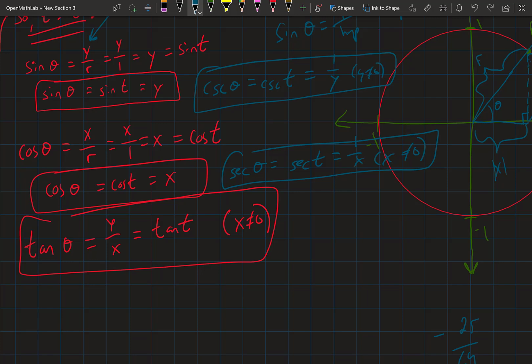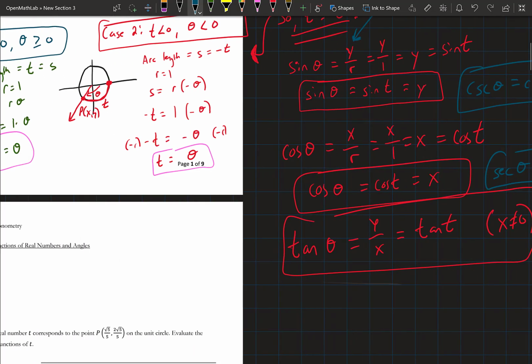And then lastly, for tangent, we would have cotangent. So we'd have cotangent of theta equals cotangent of t, which is equal to the multiplicative inverse, so that'd be x over y. And in this case, y cannot be equal to 0 since y is in the denominator. So that's how we define those 6 trigonometric functions, but using the unit circle.